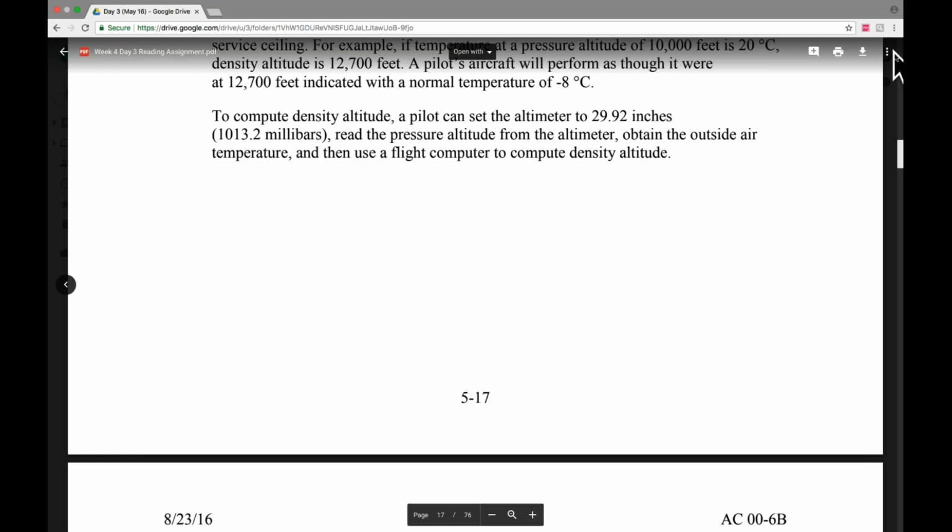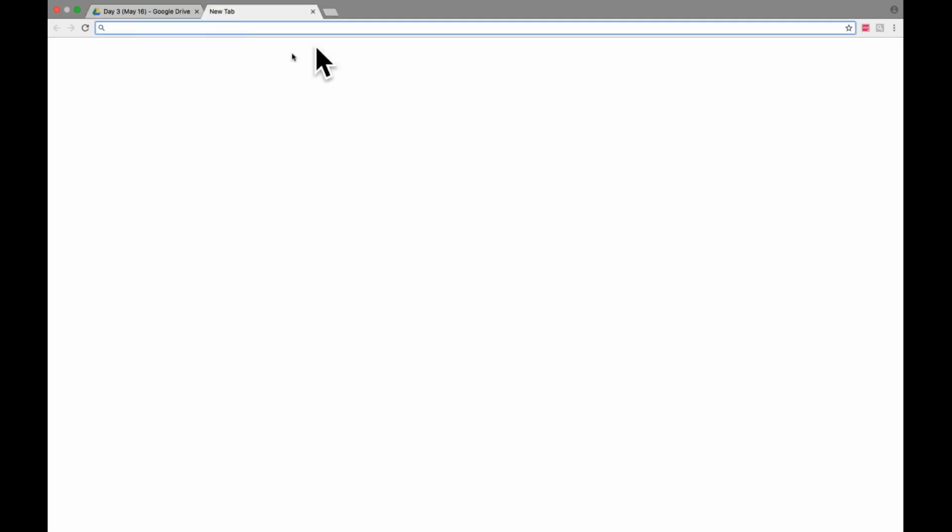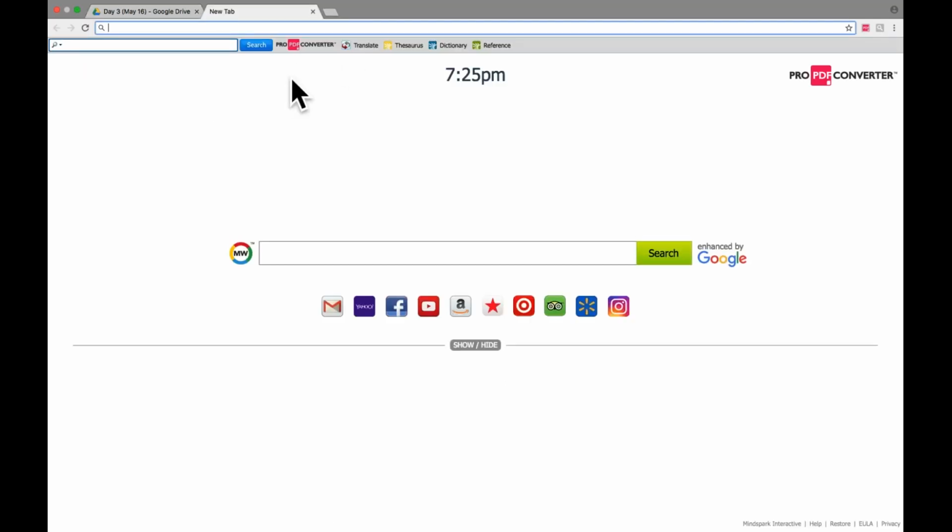Yeah. In fact, when you're sitting on the ground at an airport, it's really easy. You don't need to get the actual weather report to know what the pressure setting is. All you need to do is, let's see if I can pull up a visual aid here.